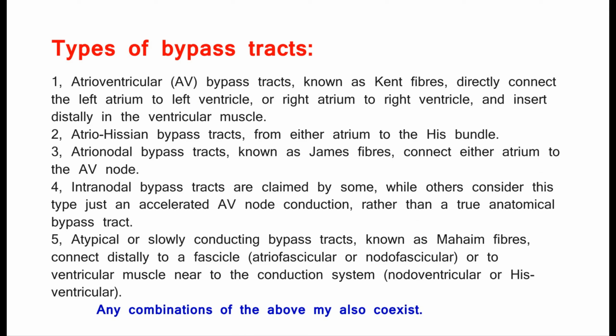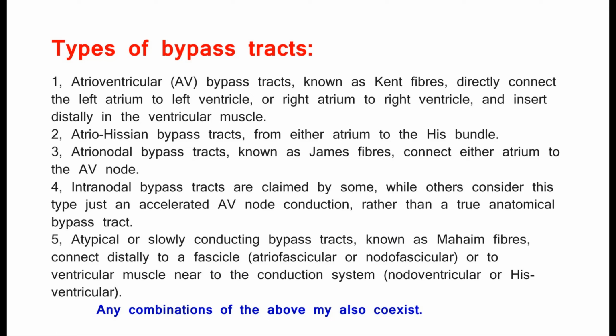1. Atrioventricular, AV, bypass tracts, known as Kent fibers, directly connect the left atrium to left ventricle, or right atrium to right ventricle, and insert distally in the ventricular muscle. 2. Atriohisian bypass tracts, from either atrium to the His bundle. 3. Atrionodal bypass tracts, known as James fibers, connect either atrium to the AV node. 4. Intranodal bypass tracts are claimed by some, while others consider this type just an accelerated AV node conduction, rather than a true anatomical bypass tract.